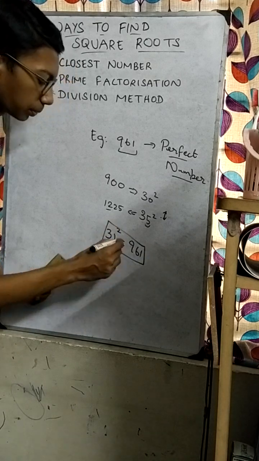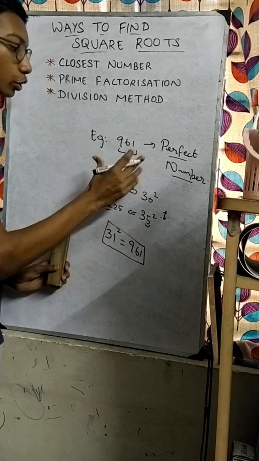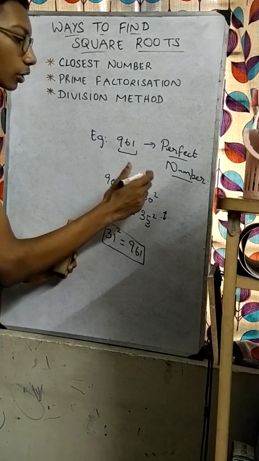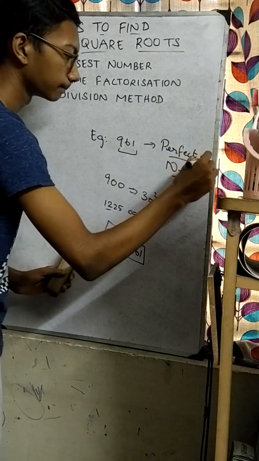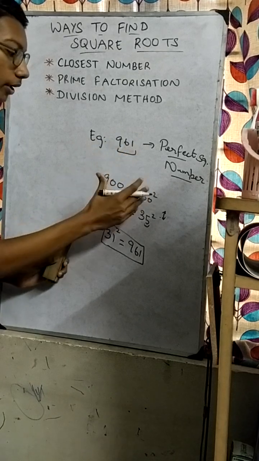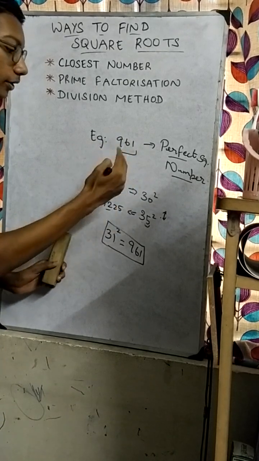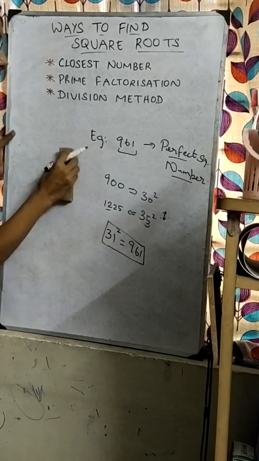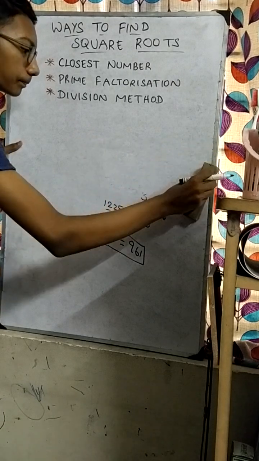So this is a simpler method, but you have to know for sure that the number is a perfect square. So that's the thing with this. That is the closest number method. Find the square root of the closest number and then you can proceed with the other steps.